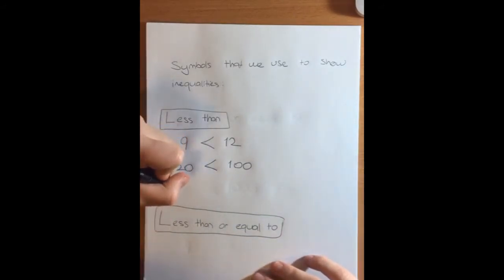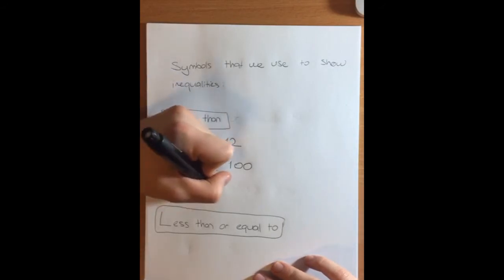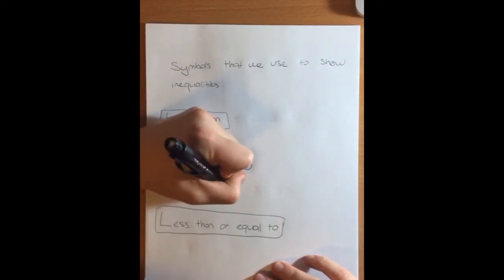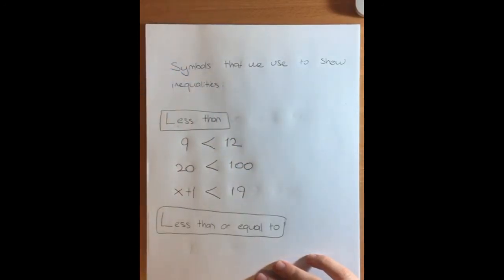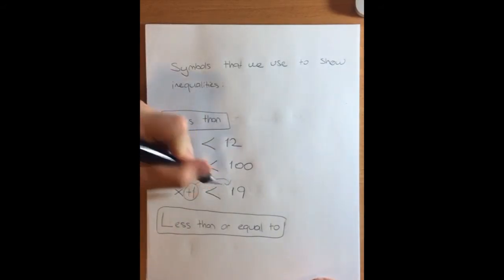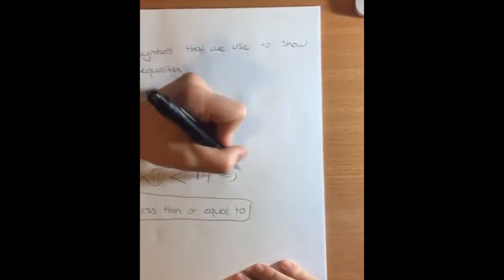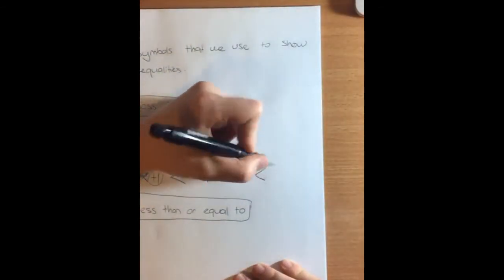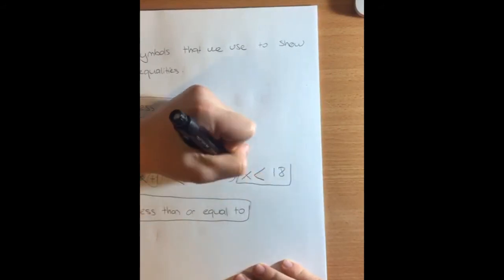Like x plus 1 is less than 19. So, what should we do? We should send plus 1 to the other side of the inequality. And it will be x is less than 18. And that's our answer.